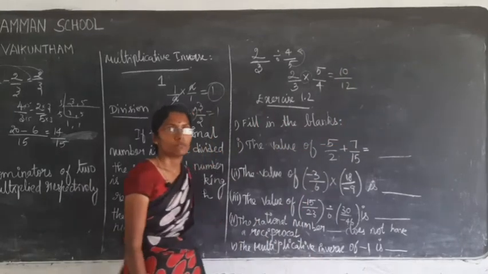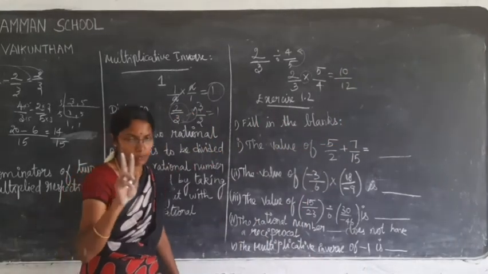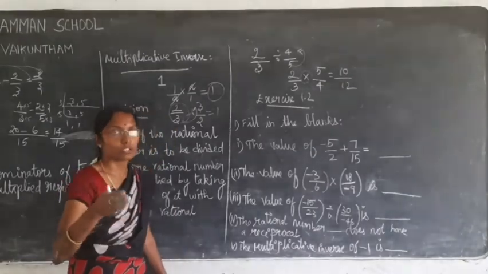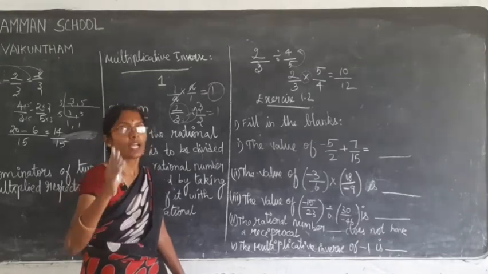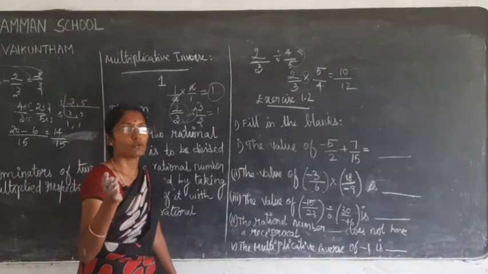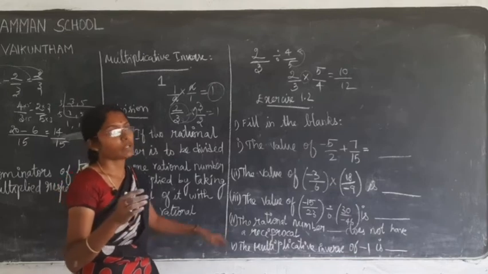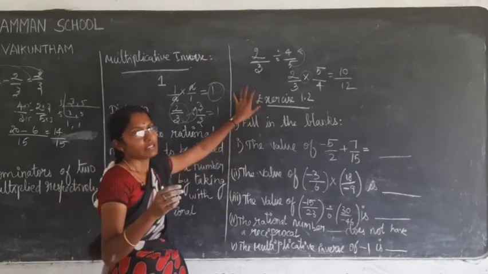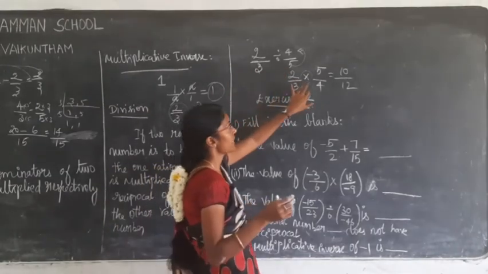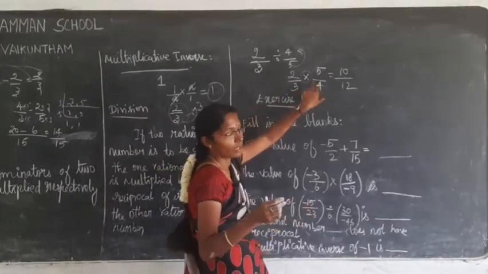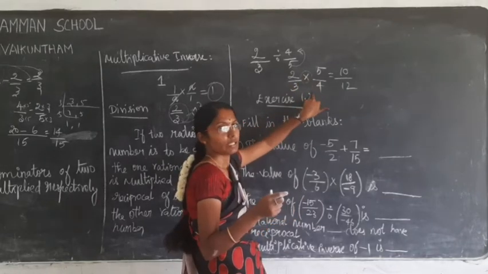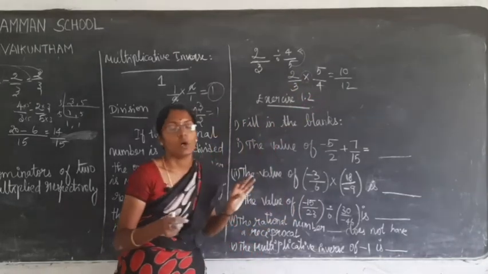That's all. If two numbers are to be divided, for the second rational number you have to take the reciprocal, and you have to find the product so that you can find the answer. Clear? So what are the operations?